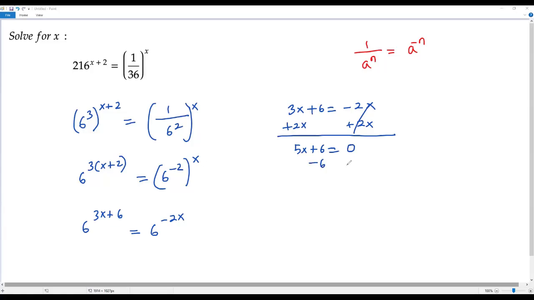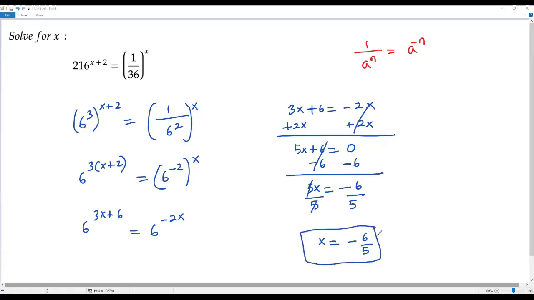Now let me subtract 6 from both sides. Then positive 6 and negative 6 cancel. I'm getting 5x equals negative 6. Then I divide both sides by 5. When I do so, the 5 cancels out, and I'm getting x equals negative 6 over 5. In the given exponential equation, I have solved for x. The value of x is negative 6 over 5.